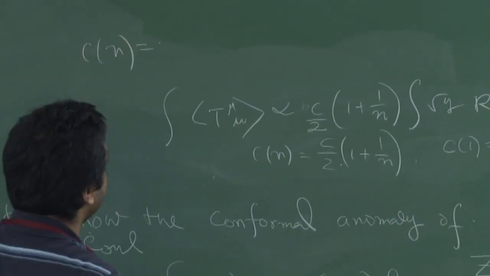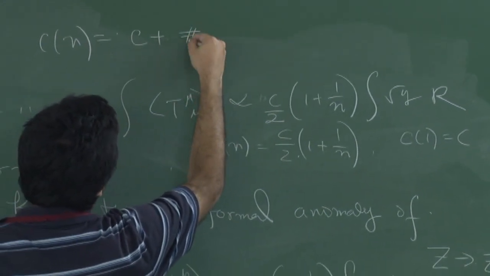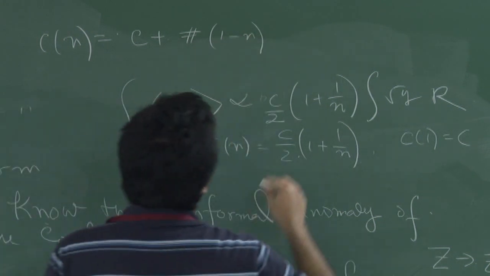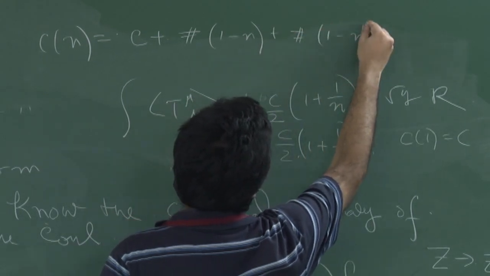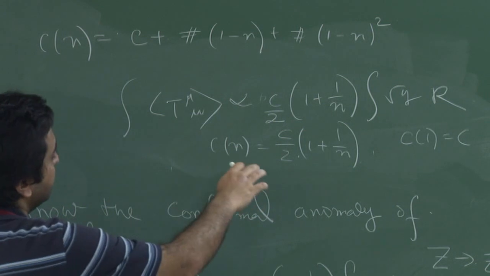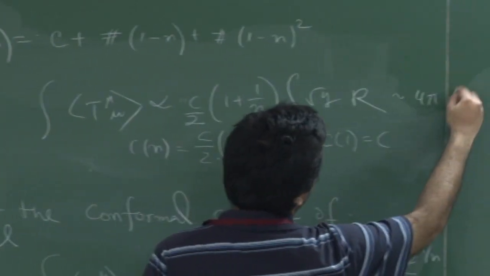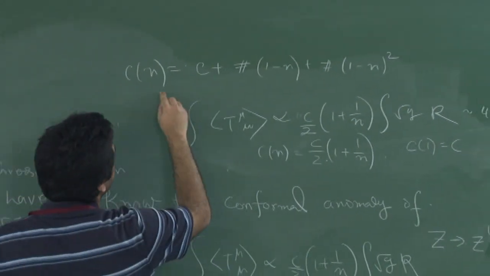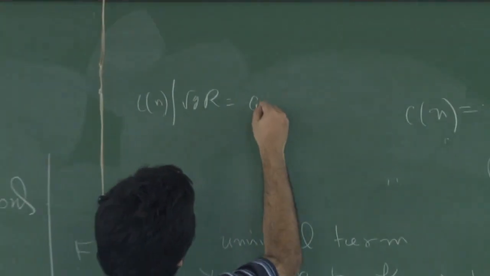Okay, it's like C plus something times 1 minus n and plus something times 1 minus n square. Okay. So, now if you take this root g r on the cone, that actually gives you a 1 minus n. So, if you multiply these expressions by these two, what you get is so c of n times this root g r, that has an expansion like this.